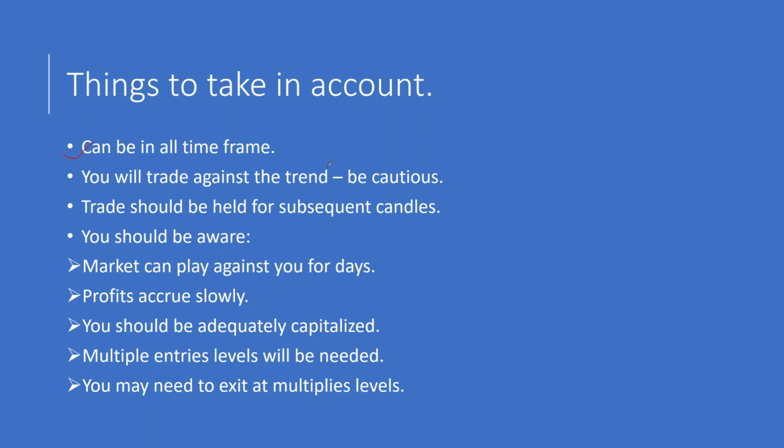When you are trading these tops and bottoms, you may be trading against the trend, so you need to be cautious, right? These are very short-term trades, say 2 to 5 days, and can be against the main trend, just a swing type of trade. You need to be very cautious and proactive in managing your trade. As I told you, trades should be held for subsequent candles, that means 2 to 5 periods, in whatever time frame you are using.